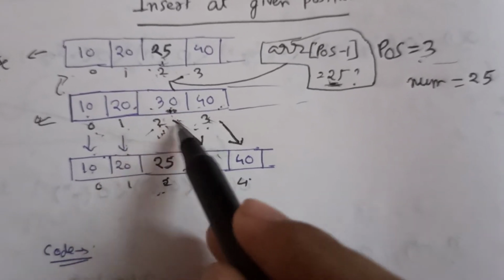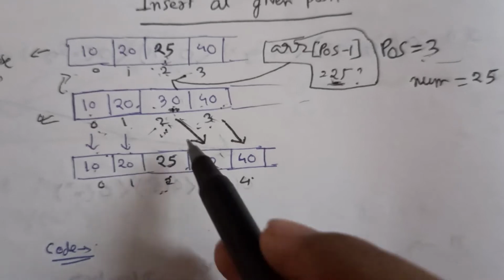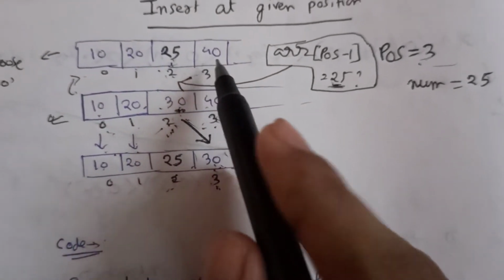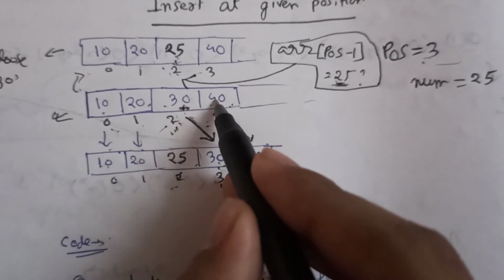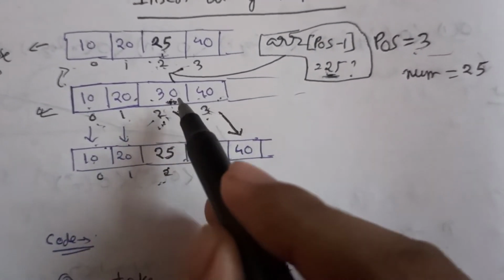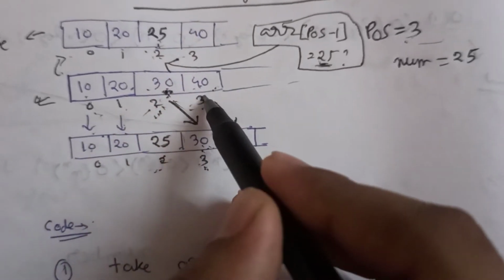But if we store the value of index 2 in index 3, then we will lose the actual value of index 3, just like the same problem we are facing here. If we store 30 here also, then we will lose 40. That's why we are not starting the swapping from the given position. We are starting the swapping from the end.